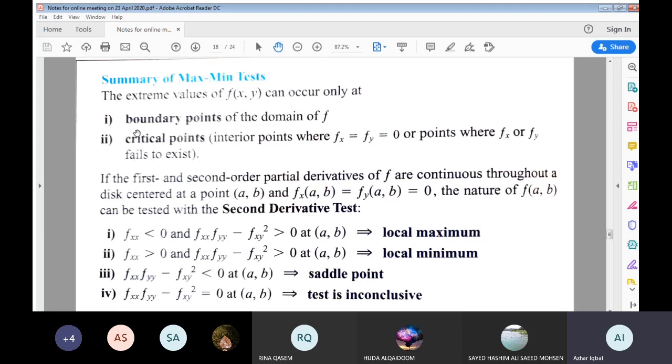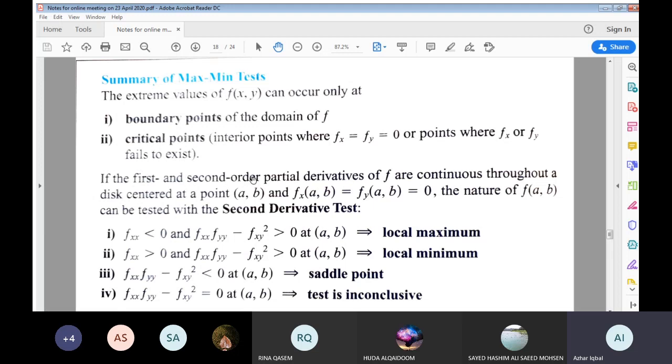So the critical points we defined previously. What are the critical points? Where either the partial derivatives vanish, or where the partial derivatives fail to exist. So there are two possibilities: either the extreme values occur at the boundary points or at the critical points.